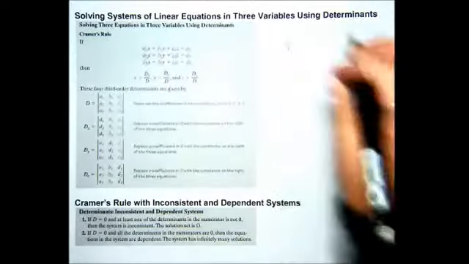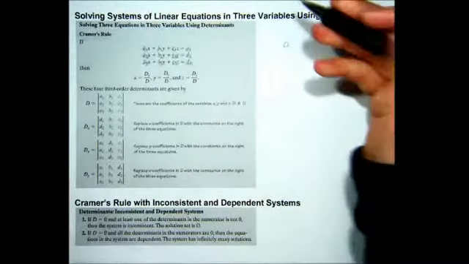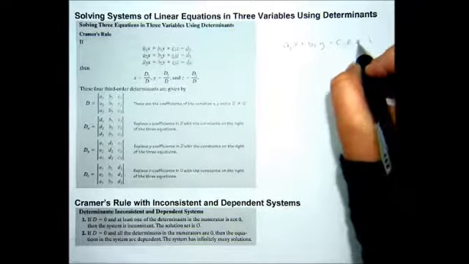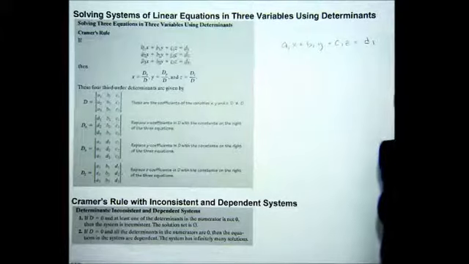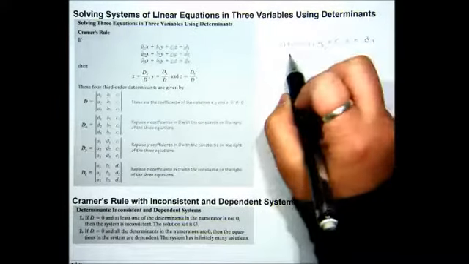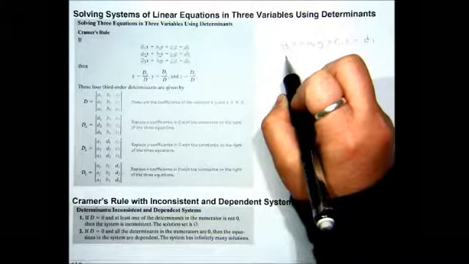So basically now what we have is our system of equations, a1, b1, c1, d1. That's our first equation. So what we do when we have an example is we simply line these up, find out what a, b, and c are.